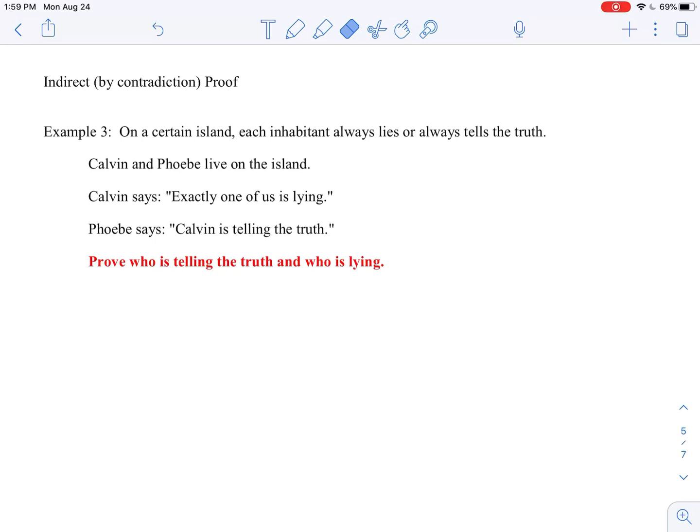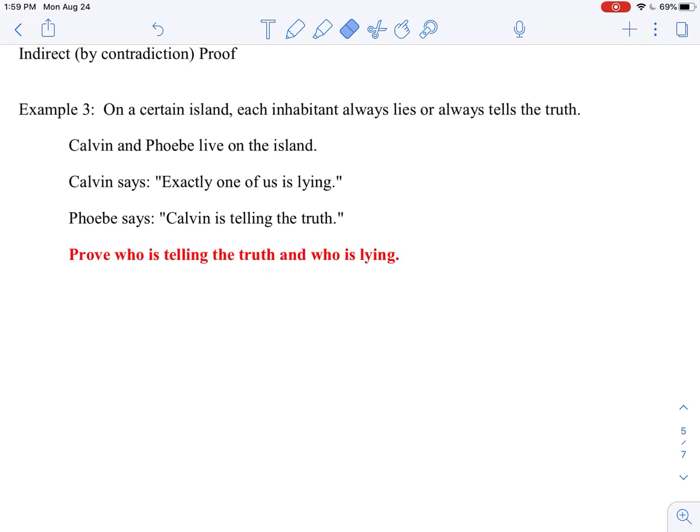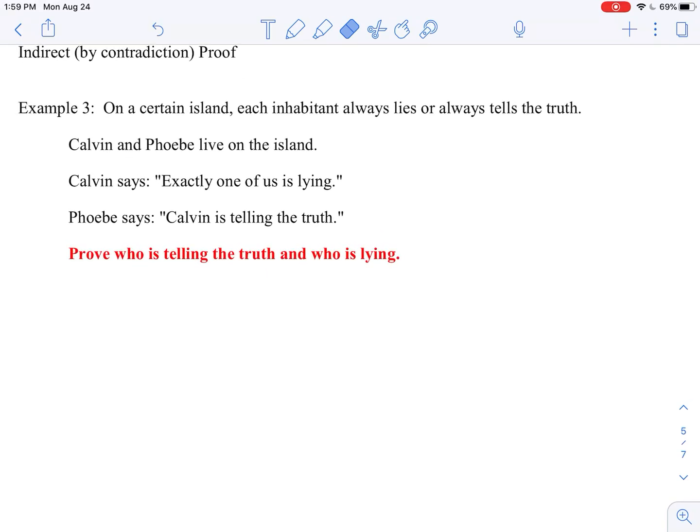All right, so here we go. If we're going to try and do this, and again, because we're saying that we should try and prove this by perhaps a contradiction, let's assume that Calvin, in this particular assumption, is a truth teller. If Calvin is a truth teller, then let's examine his statement, exactly one of us is lying, and see what happens. So if exactly one of us is lying, and we've assumed that Calvin is a truth teller, then that means that Phoebe must be the liar.